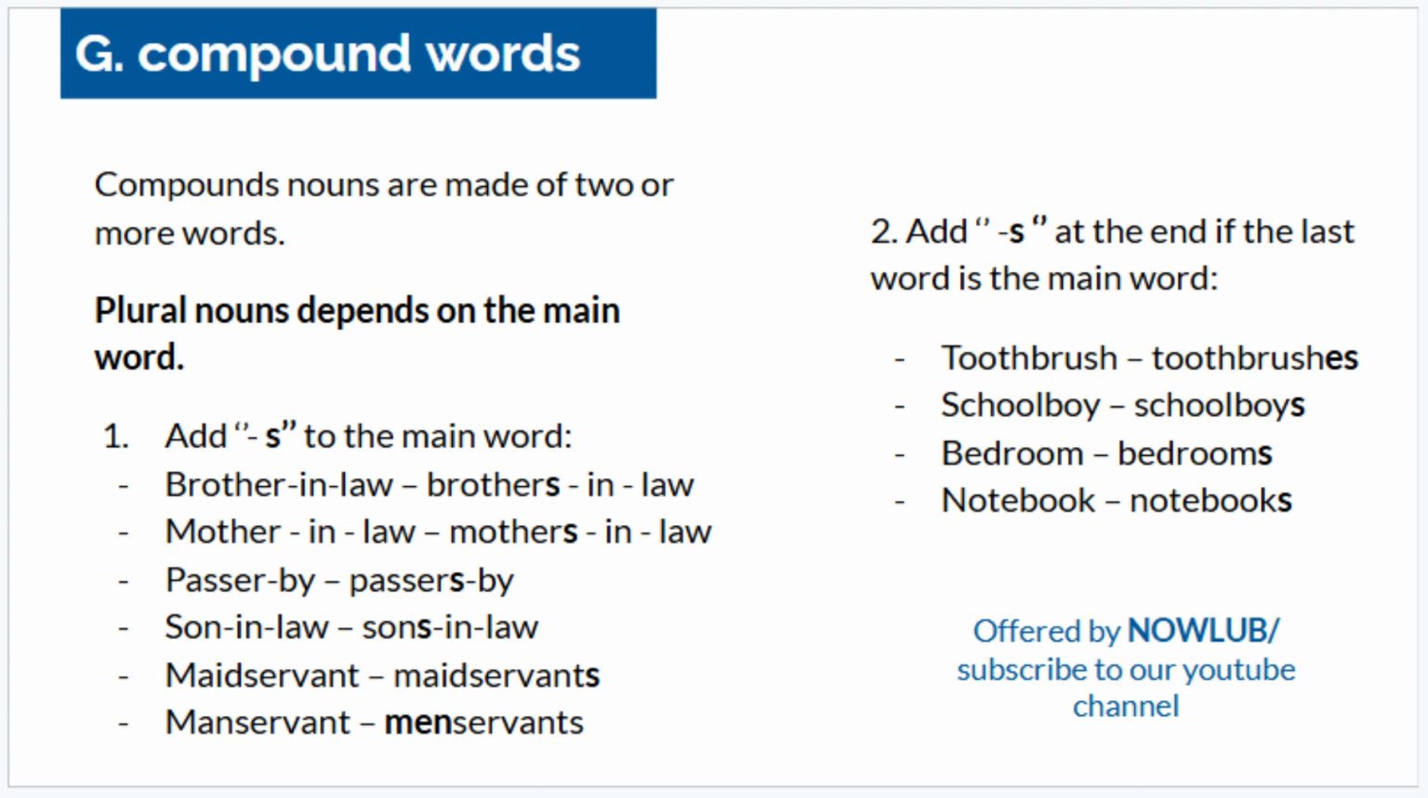G formula. We have some compound words. These compound nouns are made of two or more words. Yeah, so plural nouns depend on the main word.